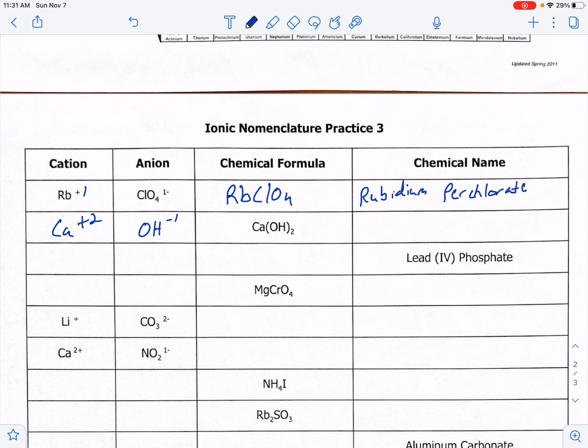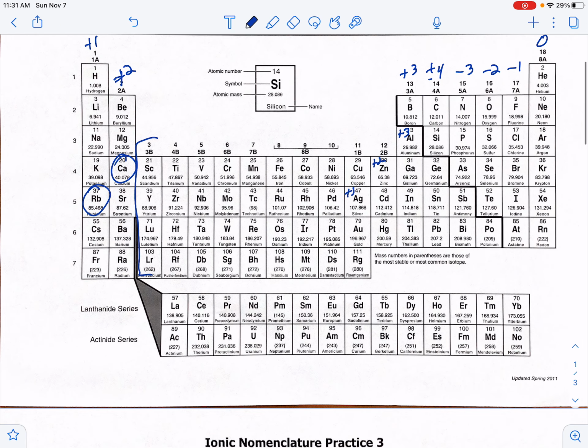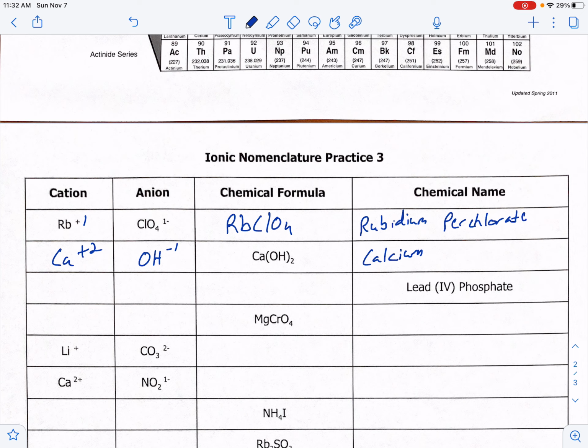Now, when I write out my name, I would say that calcium, so we're not going to change the name of calcium. You'd never change the name of your cation. You can see it's up here. It's in group 2, so it does not fall under that transition metal group, meaning it does not need a Roman numeral. So you're just going to write calcium hydroxide.